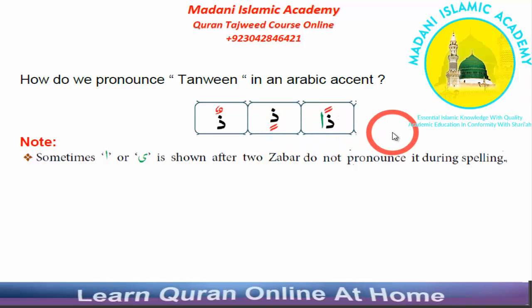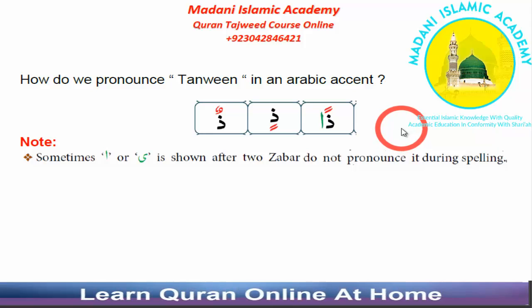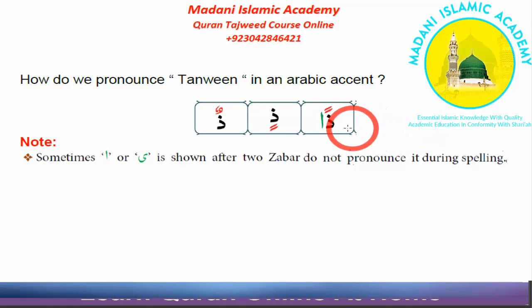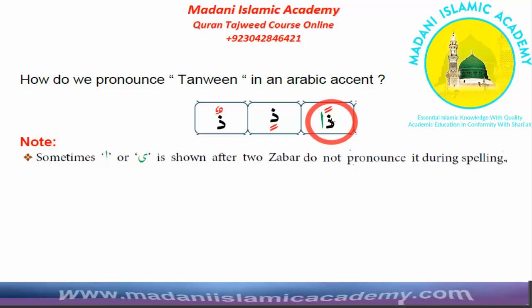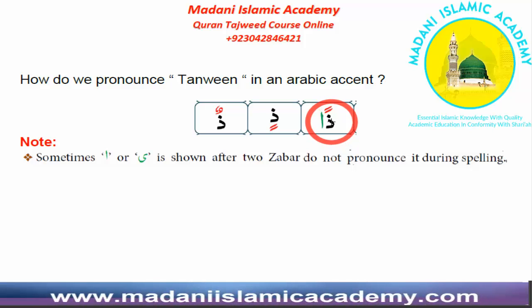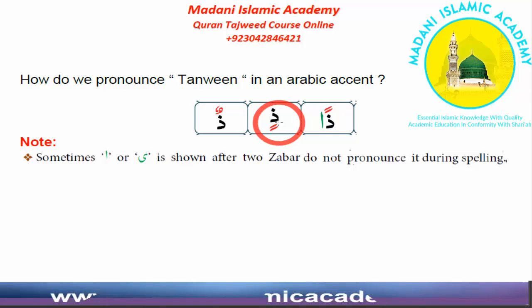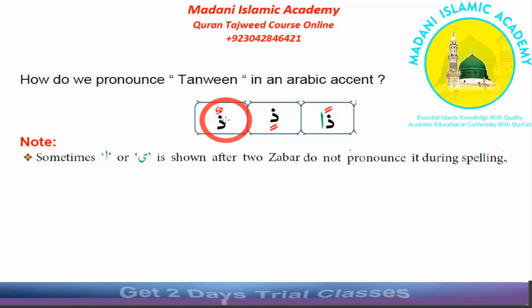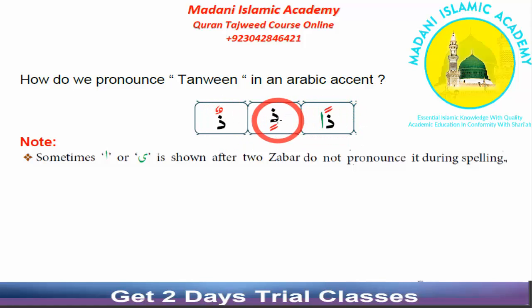How we pronounce Tanween, how we recite Tanween in an Arabic accent, let's learn with spelling. Zal, two zabar, zan, zal, two zer, zin, zal, two pesh, zun, zan, zin, zun.